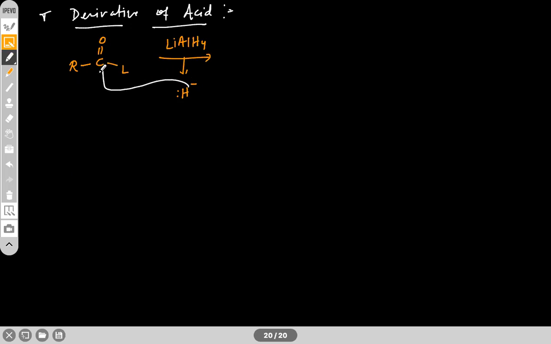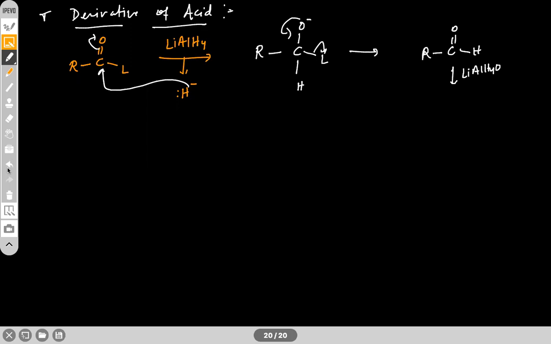This will attack onto this carbon, and the pi electrons shift onto this oxygen. What do we get? We get RCO minus H here. And this H comes from LiAlH4. So the product is what? RCHO, an aldehyde. And aldehyde, we know, if you use excess of LiAlH4, further reduces into what? Alcohol.